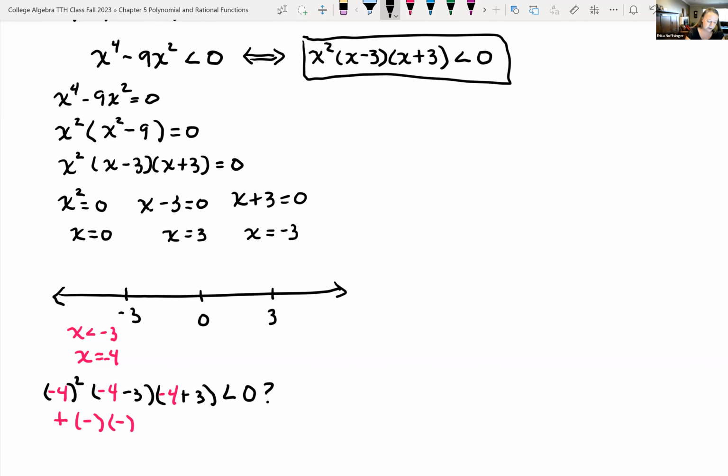So if I multiply a positive times two negatives, is that still less than 0? No, because a negative times a negative is positive, and a positive times a positive is positive, and is a positive less than 0? That's false. So I know any number that was less than negative 3 is not going to be part of my solution set. Now I want to choose a value between negative 3 and 0.